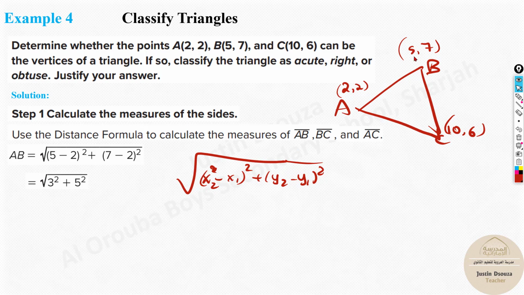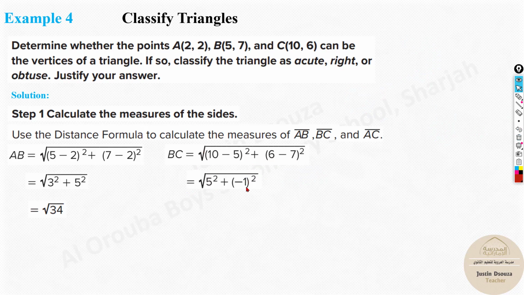So what is x2? Let me just take this as x1, y1, x2, y2. And here, x2 is 5. So 5 minus 2, that is x2 minus x1, plus 7 minus 2. That's how we get it, and you can just put it in the calculator directly and get the answer. Next thing, AB is done. Let's do BC. BC here is 10 minus 5, 6 minus 7. Put it in the calculator, you will get the answer.